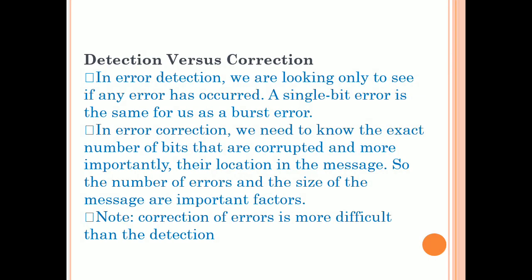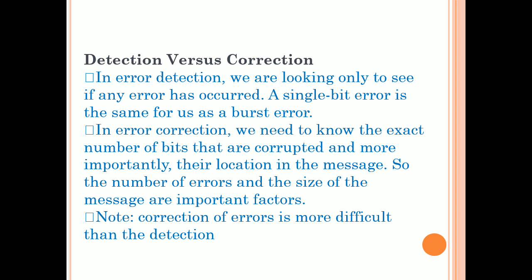Now we will discuss how detection is different from correction. In error detection, we are looking only to see if any error has occurred. A single bit error is the same for us as a burst error. In error correction, we need to know the exact number of bits that are corrupted, and more importantly, their location in the message. So the number of errors and the size of the message are important factors.